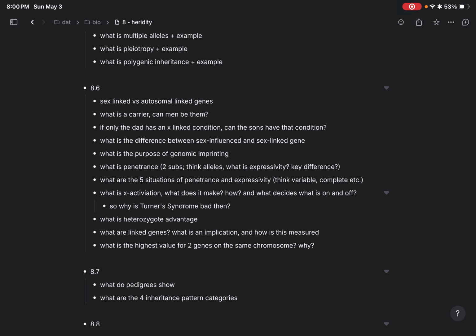So that leads to the question, why is Turner syndrome a bad thing? Because Turner syndrome is when you don't have an X chromosome, like you're missing one. Well, on the bar body, not all of the chromosomes are actually inactivated. So some of them are still expressed, so you need to have it still.